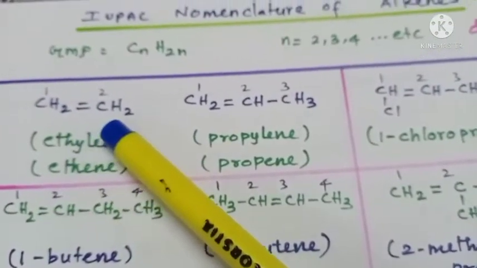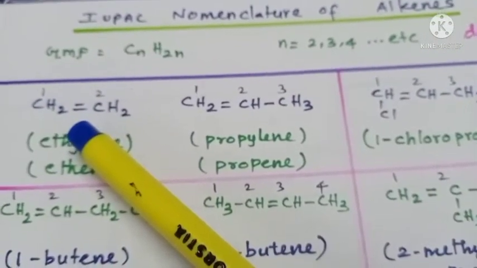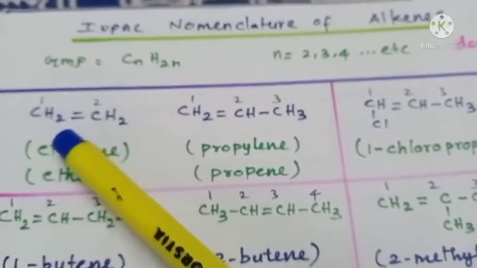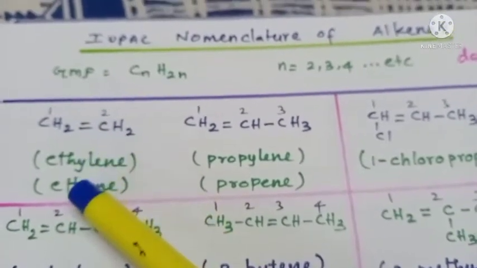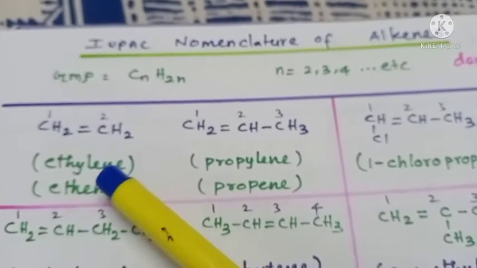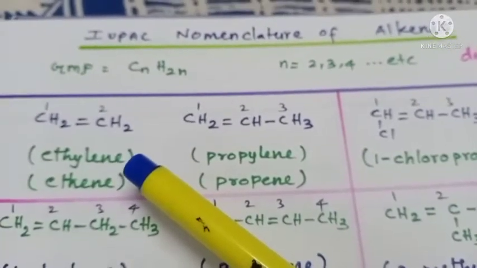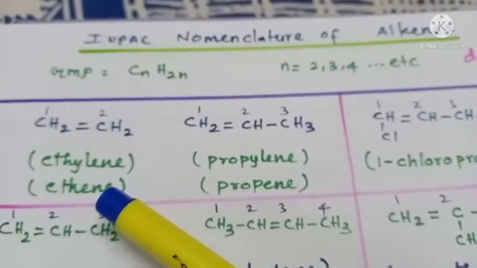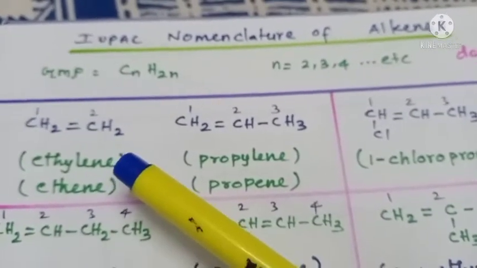This is the first member of alkene with formula C2H4. Structural formula CH2=CH2. In the common system it is called ethylene. So alkenes are called alkylene in the common system, whereas in the IUPAC system they are called alkene.